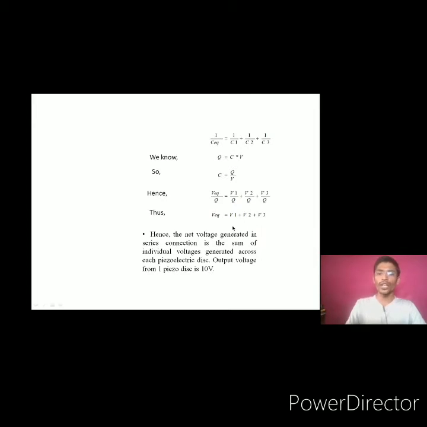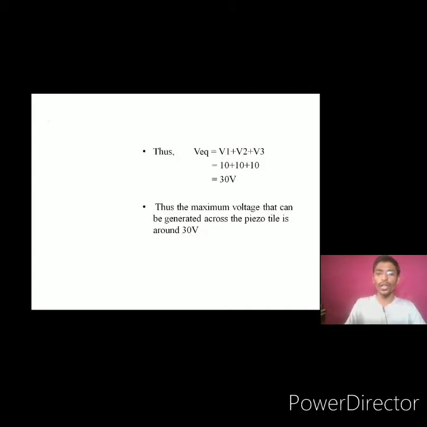The net voltage generated across the equivalent is the sum of the individual voltages generated by each piezoelectric sensor. Let us consider one piezoelectric sensor produces 10 volts, then the equivalent voltage is 30 volts. This is the maximum voltage generated across it.